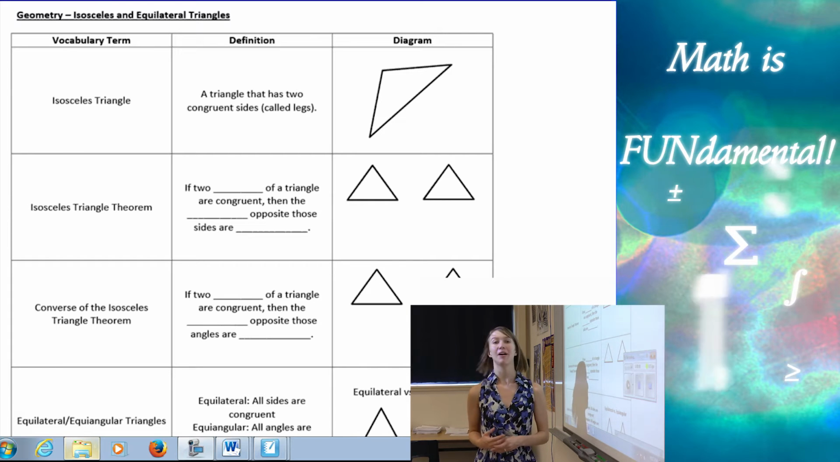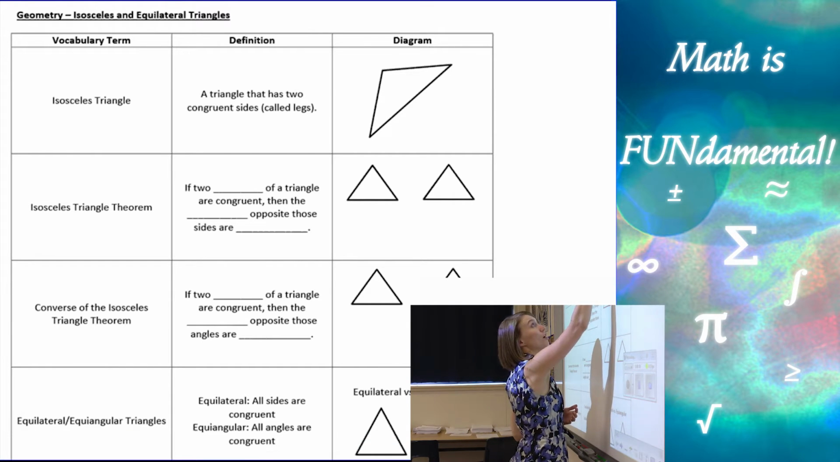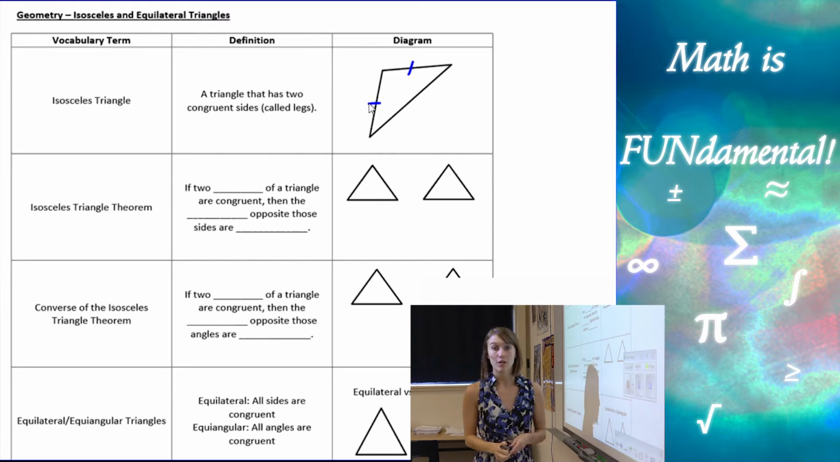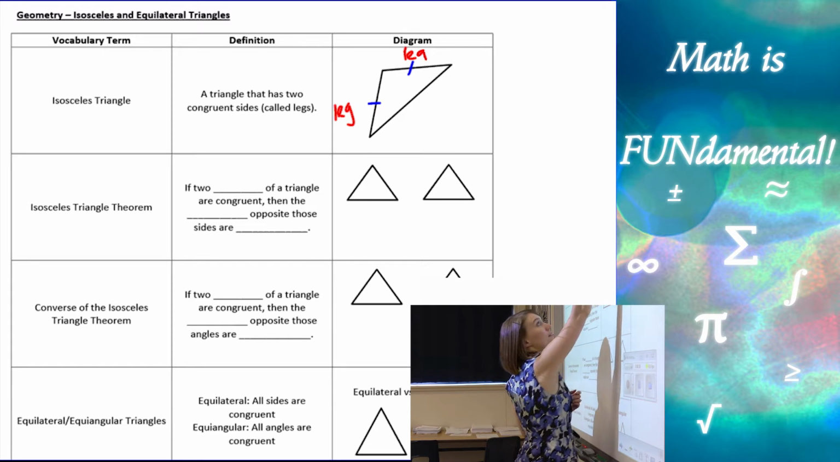Today we're going to be talking about isosceles and equilateral triangles. So first vocab term is an isosceles triangle, which states that an isosceles triangle is a triangle that has two congruent sides, which we call legs. So we've got one triangle with two sides that have to be congruent. We call those the legs. So this is going to be a leg, this is going to be a leg.